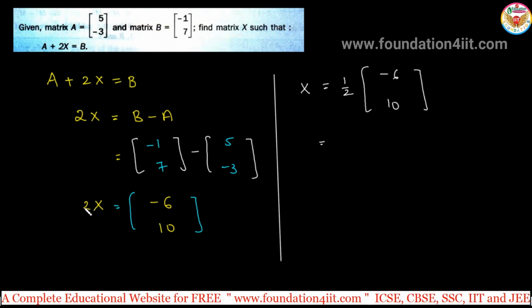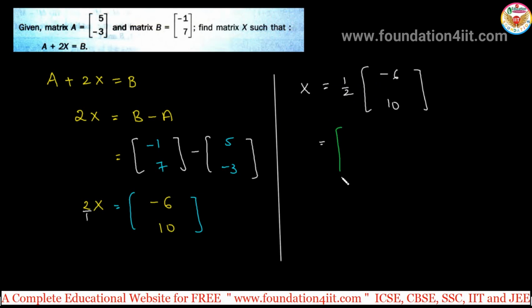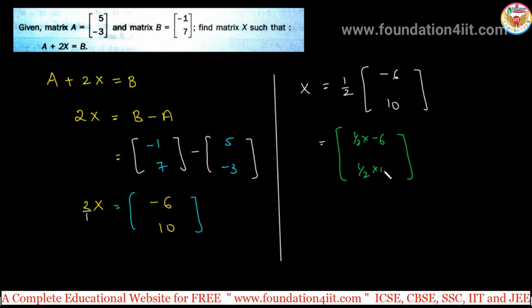2 into X, right? You take 2 to the other side, it's actually nothing but 1 by 2, the reciprocal. Now 1 by 2 is the scalar. Multiply every element: 1 by 2 into minus 6, and again 1 by 2 into 10. You just simplify. That is the matrix X.